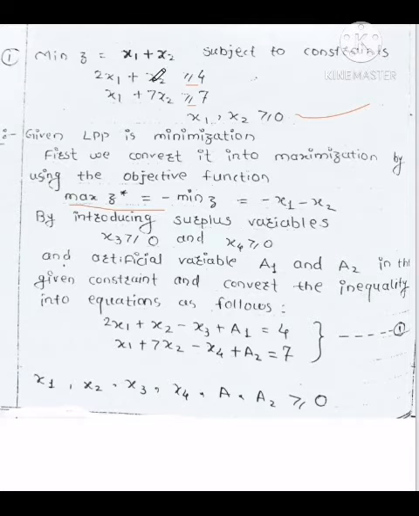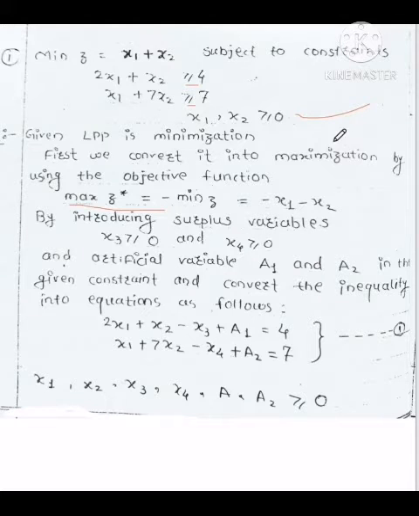minimum z equal to x1 plus x2 subject to the constraints 2x1 plus x2 greater than or equal to 4. The second condition is x1 plus 7x2 greater than or equal to 7, and x1, x2 greater than or equal to 0. So this is the problem we have to solve by using the two-phase method.